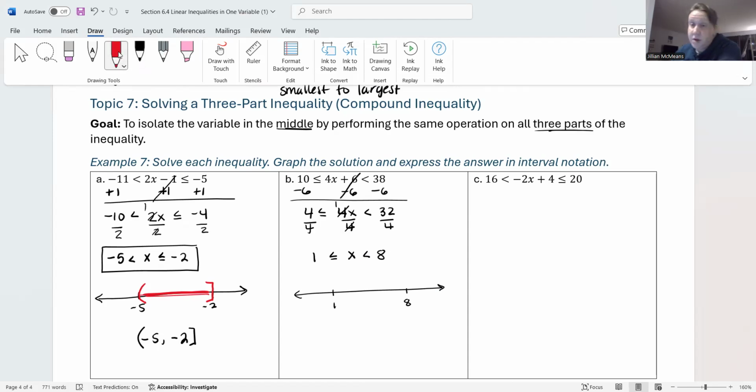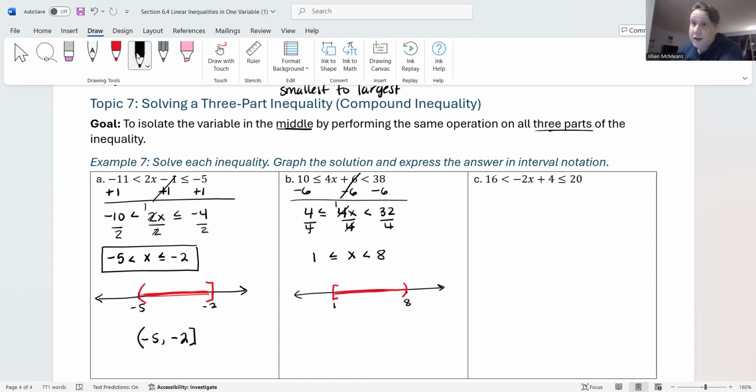And then we have to ask ourselves, can we include 1? We certainly may. We can include 1 because we have the or equals to inequality. We cannot include 8 because we have just a strict less than inequality. And then x is any of these values in the middle. So anything from 1 to 8 without including exactly 8.